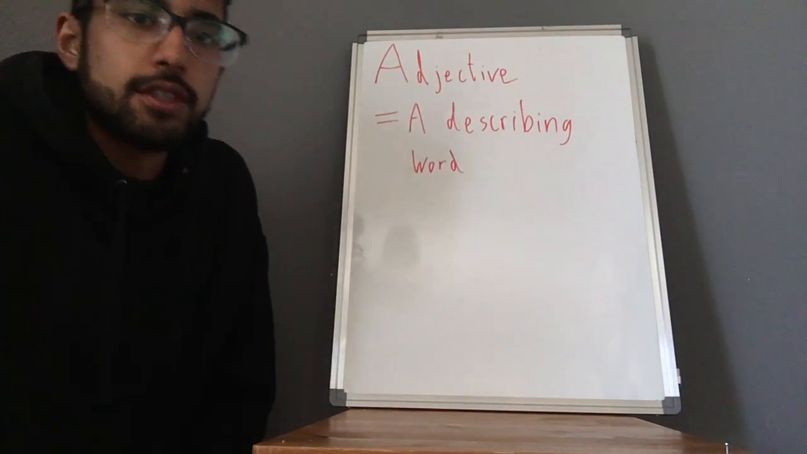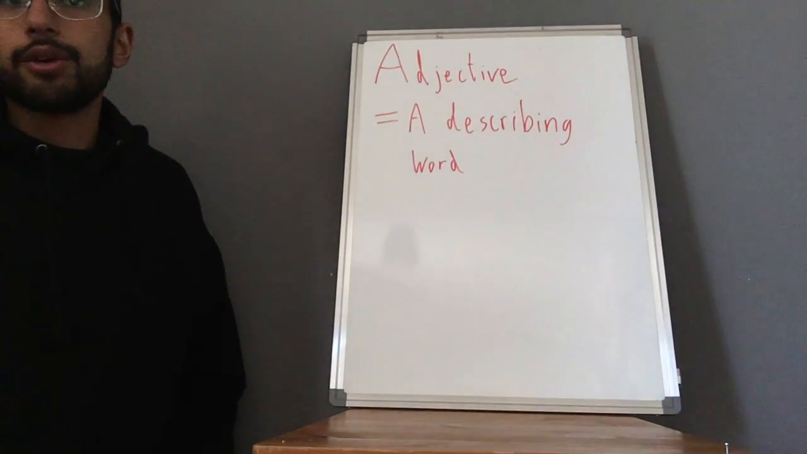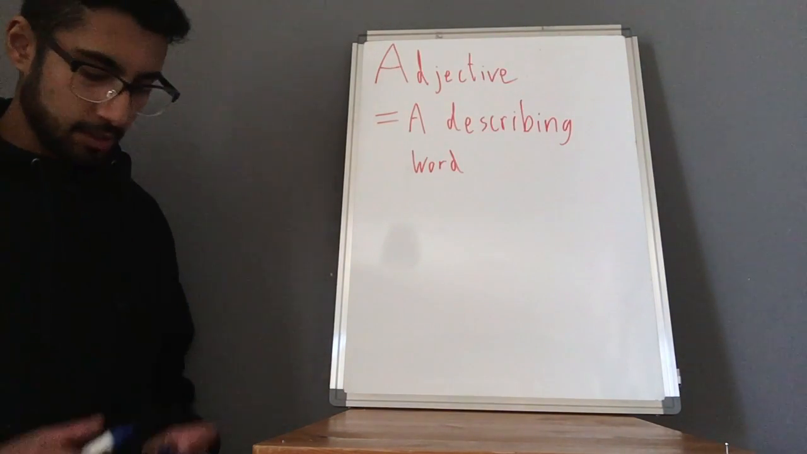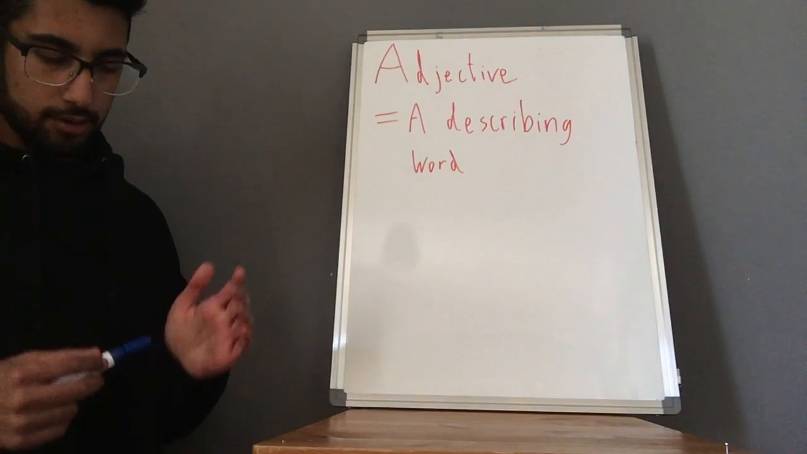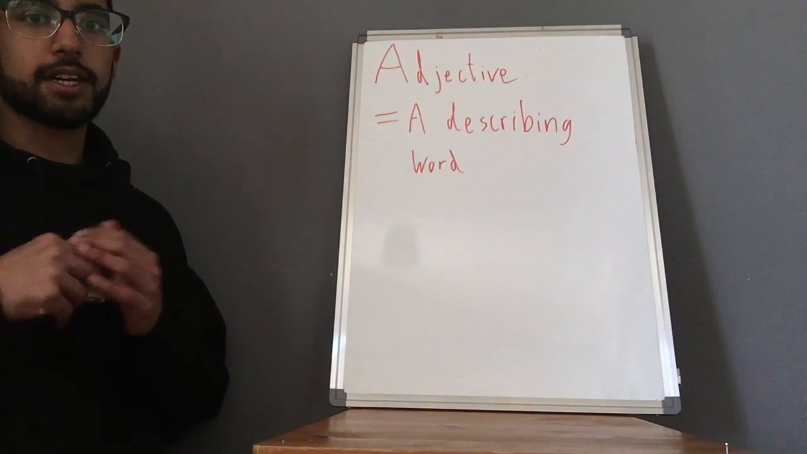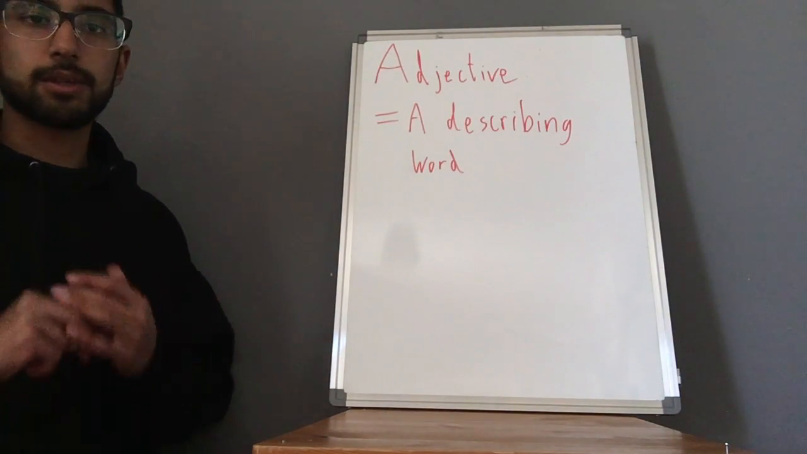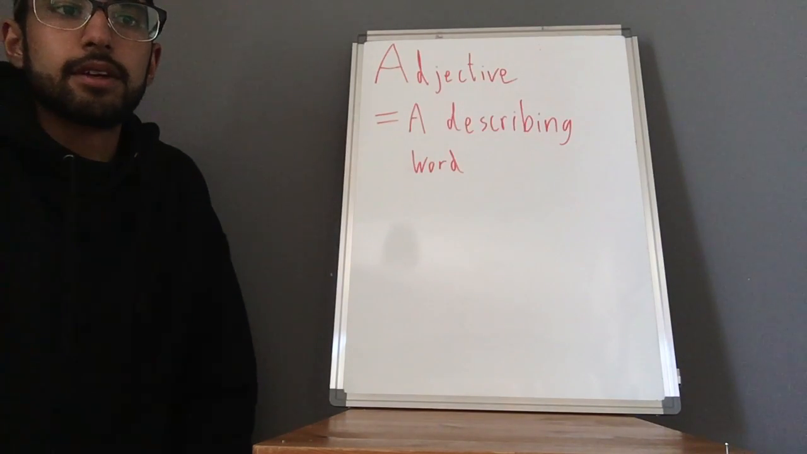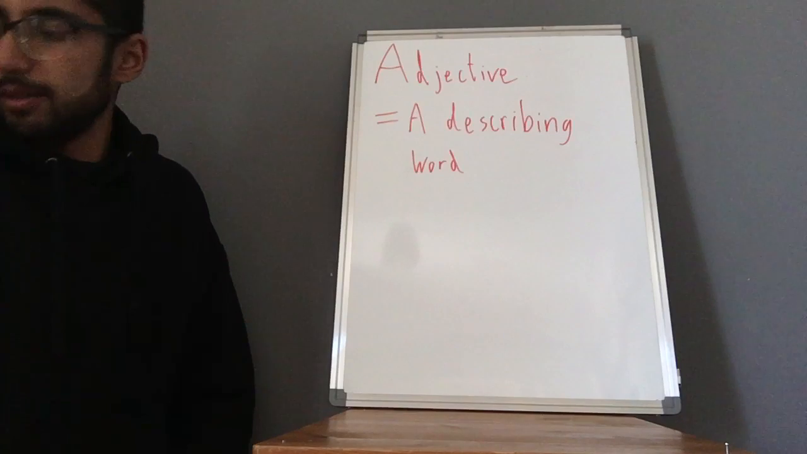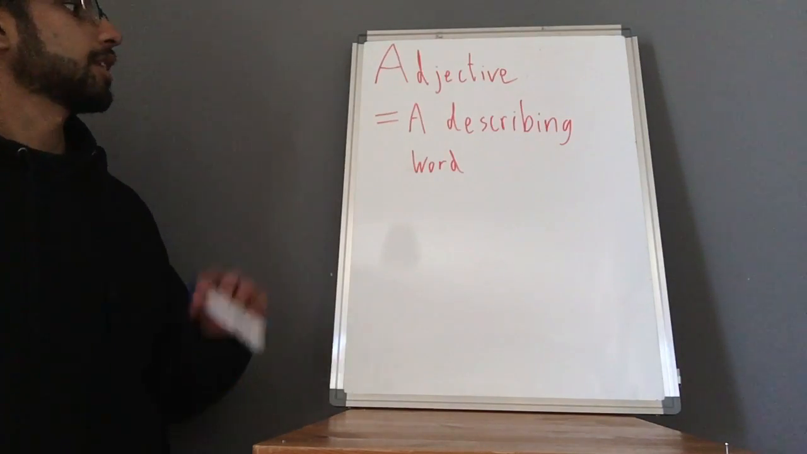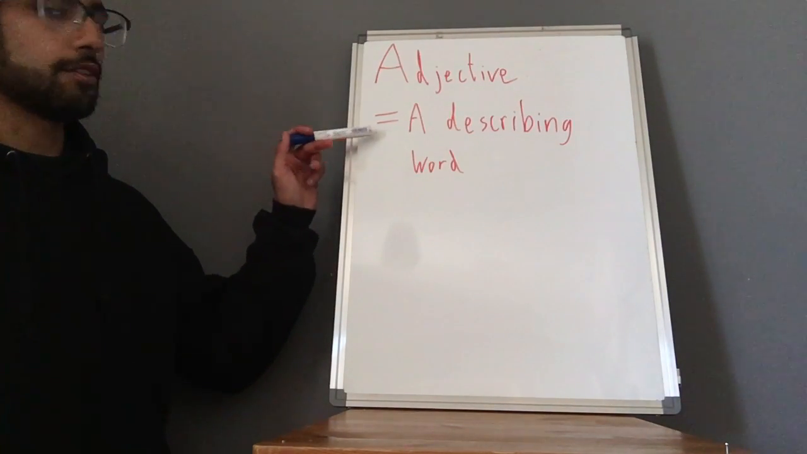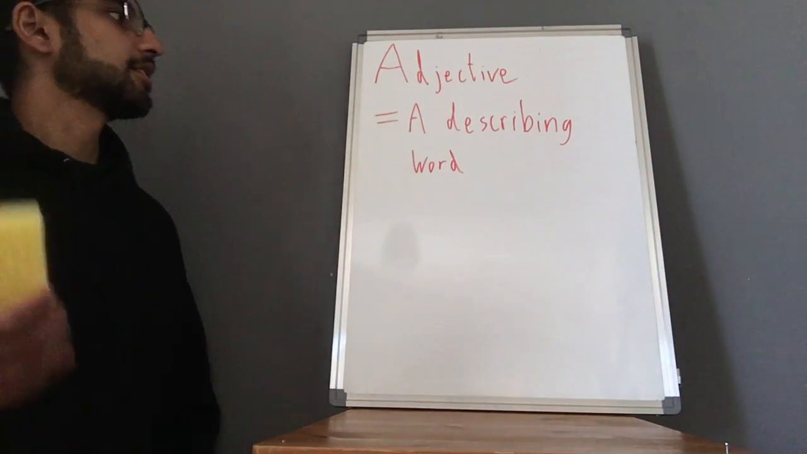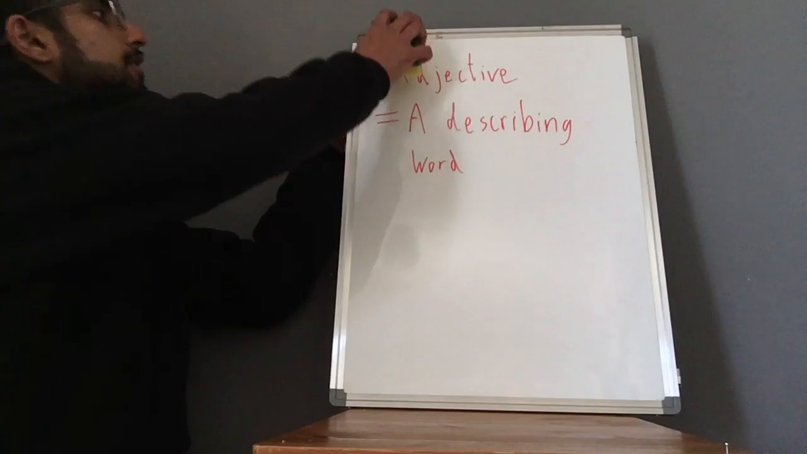So today and tomorrow I'll be going over a few different types of adjectives, and then for the weekend I will set you a few more questions like I did before, and you can see if you find them a bit easier and a bit better to follow. So here I've just written up a very, very simple definition of what an adjective is. So, like I said, an adjective is a describing word.